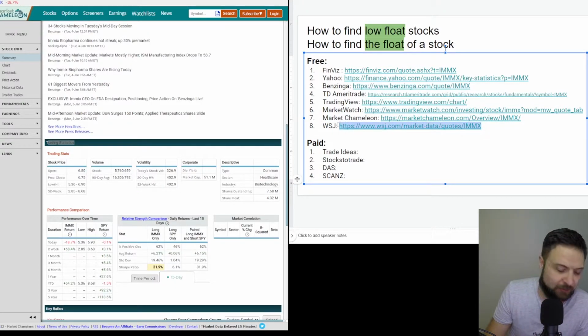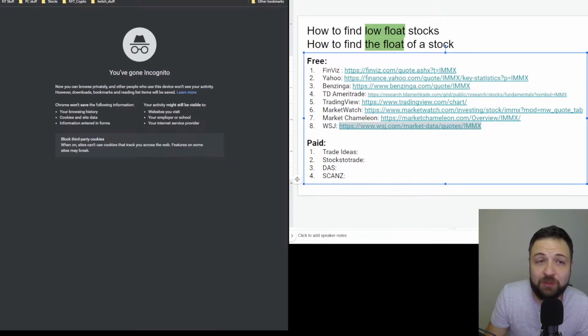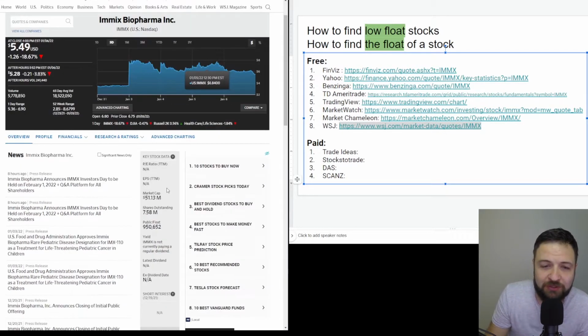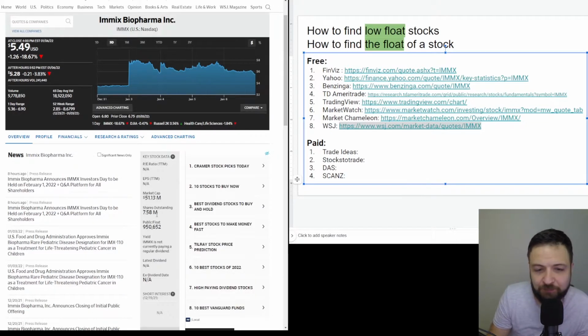Another very interesting one is WSJ, Wall Street Journal. I don't know why they have that, but they do. Just if anybody likes that website, or has a subscription, or you don't have to have a subscription, maybe you have it bookmarked for news. Anyway, the float is also available there, and Benzinga, right?